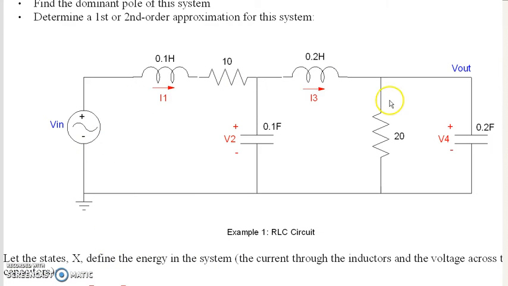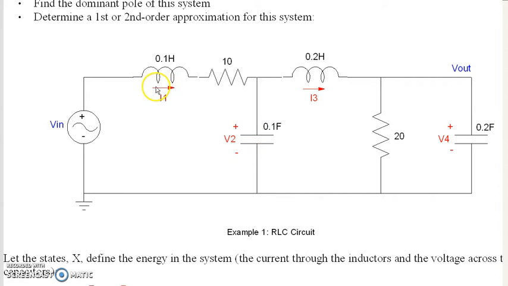Case in point, if I had this RLC circuit, I want to find the transfer function from Vin to Vout. What I want to do is input it in state space form. First, I want to write the coupled differential equations. The states are the energy in the system. That's the current in the inductor, where the energy is 1/2 L i squared, and the voltage on a capacitor, 1/2 C V squared.